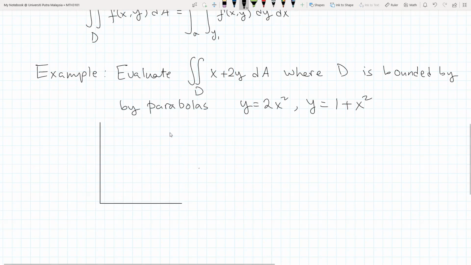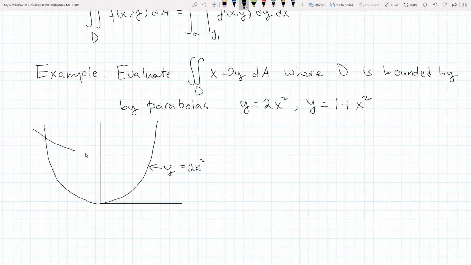Okay, kalau ni region dia adalah sketch the region. Yang ni untuk parabola yang y sama dengan 2x squared. And then tak simetri, tak apalah. So this one is y equals to 1 plus x squared. So region yang kita nak adalah this region. Okay. So, y maksudnya apa?